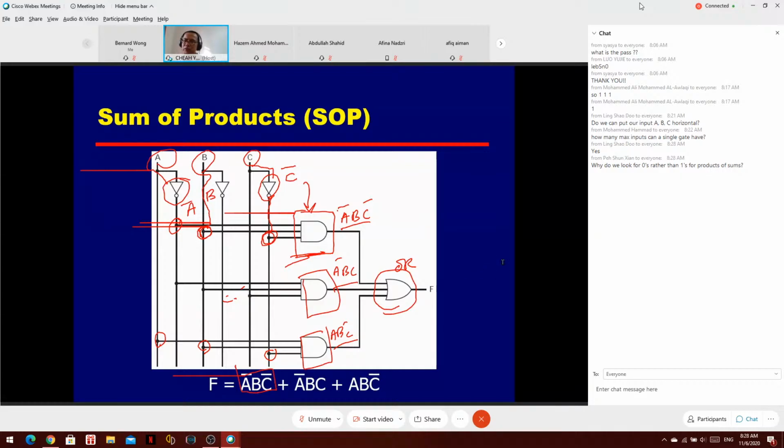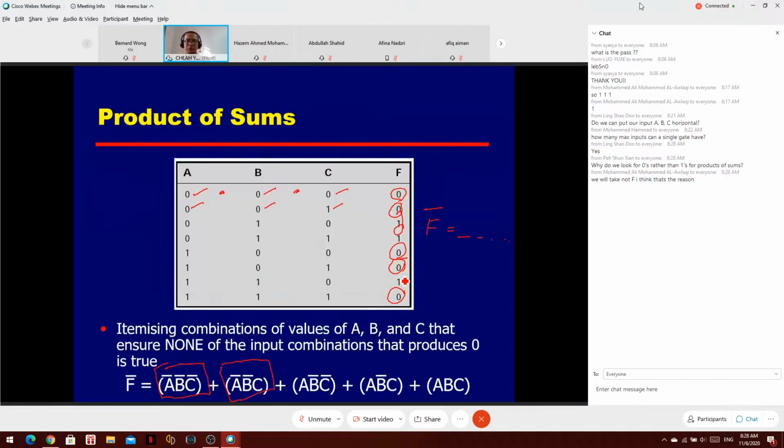So why do we look for zeros rather than ones for product of sums? That is just the method. Okay, let me go back to that slide. Product of sums. That's the idea of having product of sums. It's just the reverse of sums of products, right? So we look for zeros. Why? Because that is the method we convert the sums of product into product of sums. That is just the method. So that's why we collect the zeros.